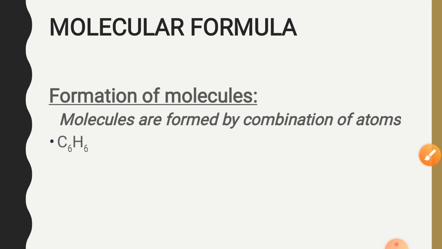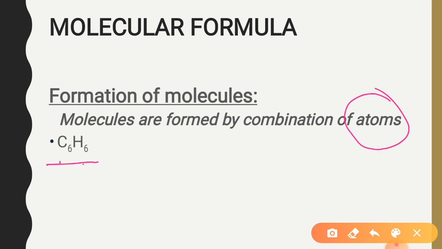For example, if we talk about benzene, which is shown here, C6H6. Here there are two elements, carbon and hydrogen, but molecules are formed by combination of atoms. 6 atoms of carbon and 6 atoms of hydrogen. It means there are a total of 12 atoms.